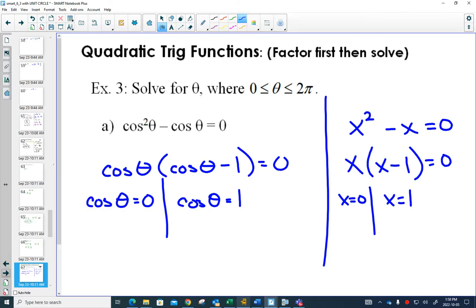Is cos ever 0? Which coordinate is that? Okay, that is my x coordinate. Cos is my x coordinate. So that's on the y-axis. My x coordinate is 0 at pi over 2 and 3 pi over 2. But cos theta equals 1. That is where it would be 0 and 2 pi.